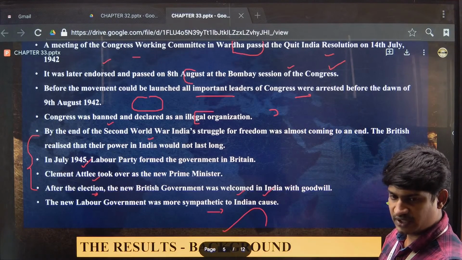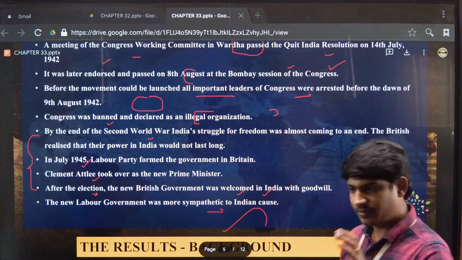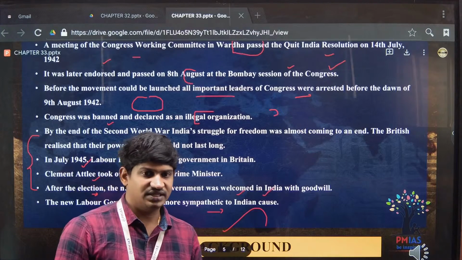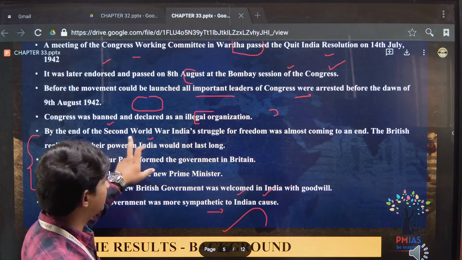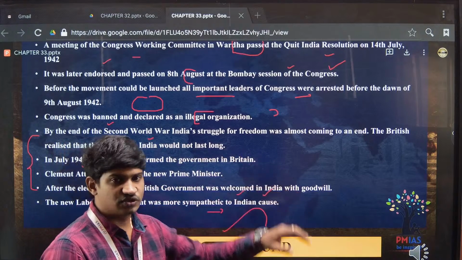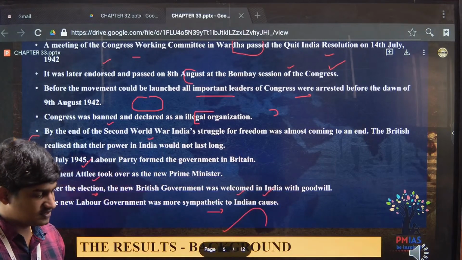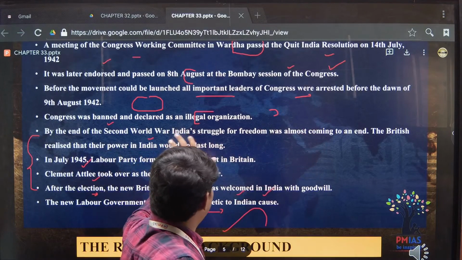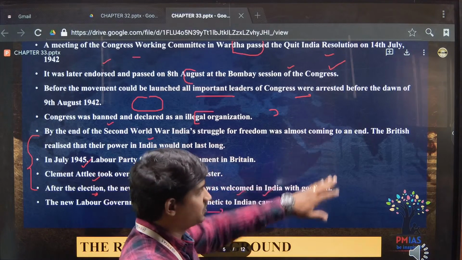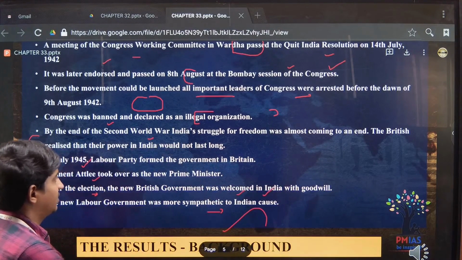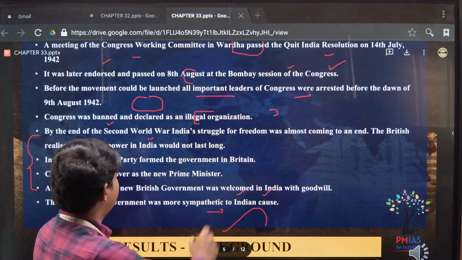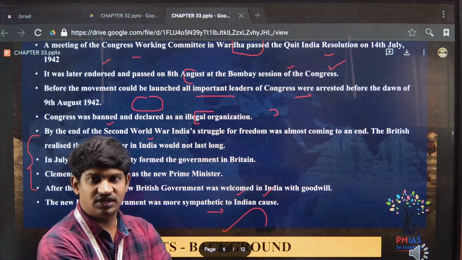So in the 1942 and 43 situation, the British were arrogant, but how did the British mindset change? At the end of the Second World War, the British arrogance and intensity gradually declined. India's struggle for freedom was almost coming to an end. It made the Britishers realize that their power on Indian soil would not last for a long time, friends.